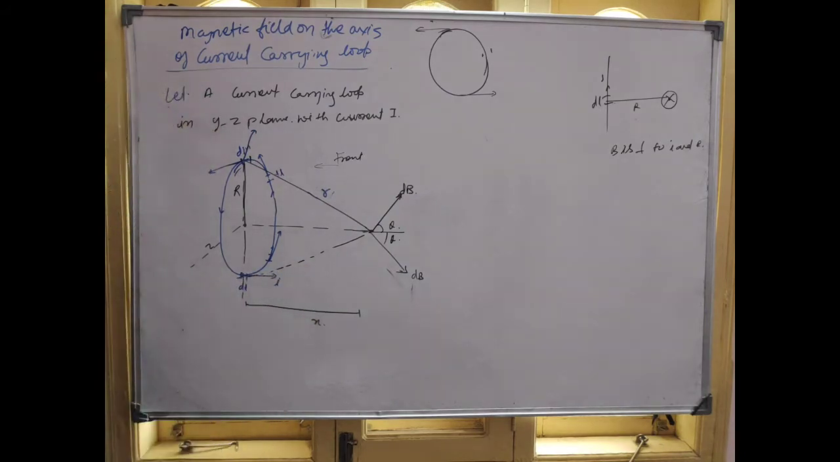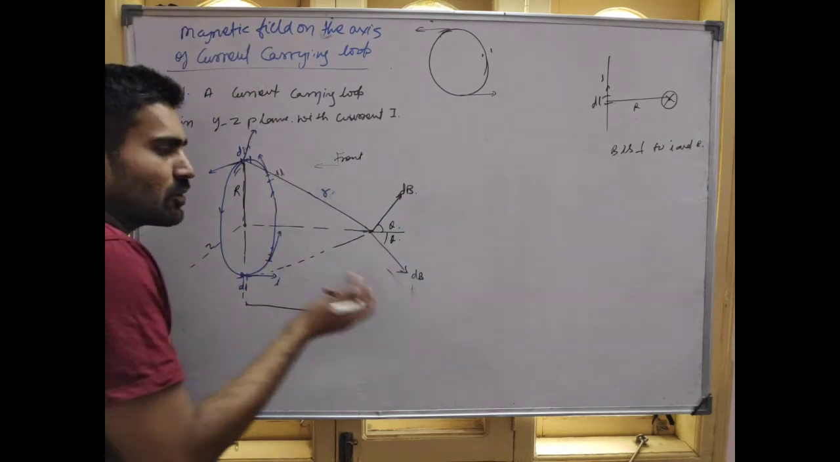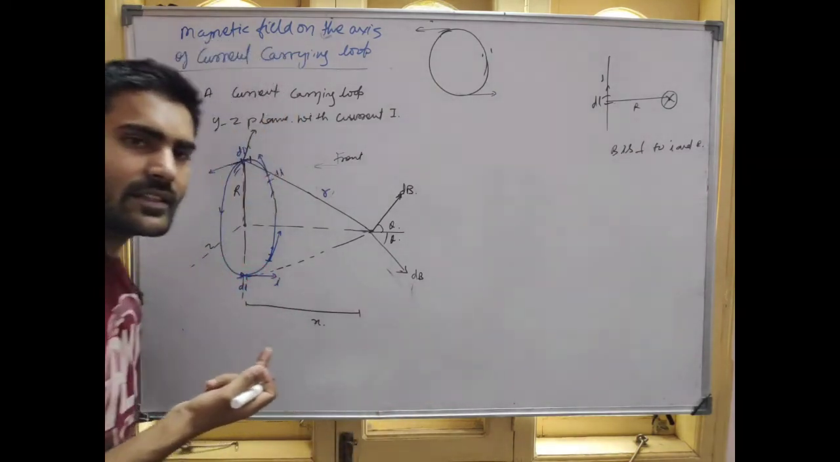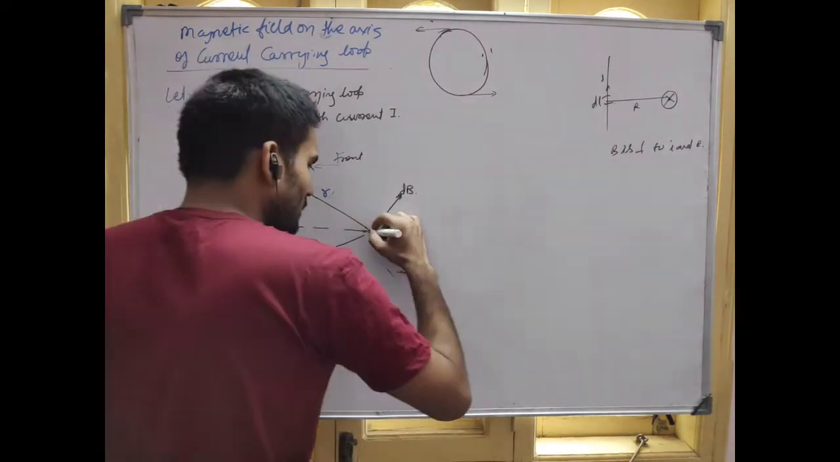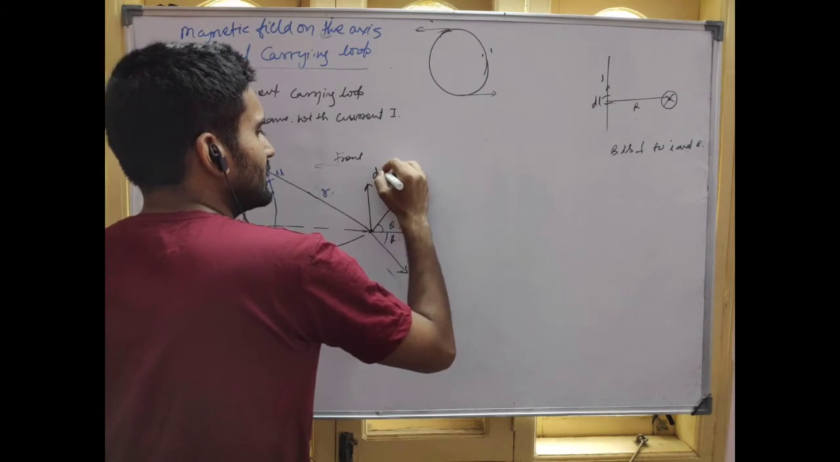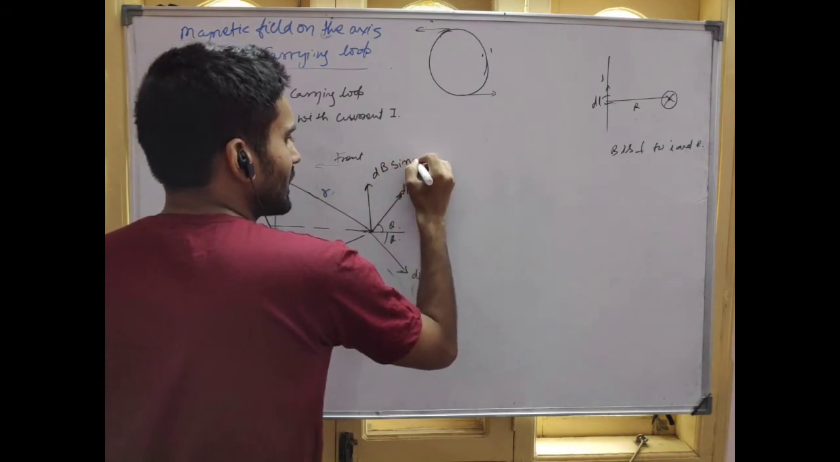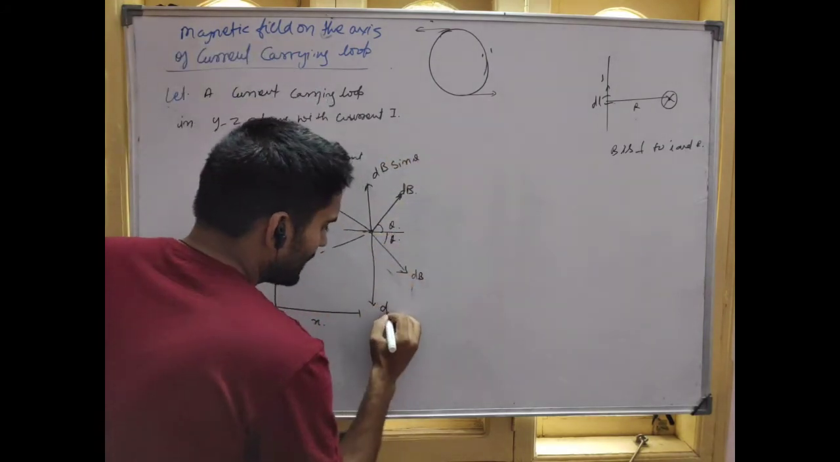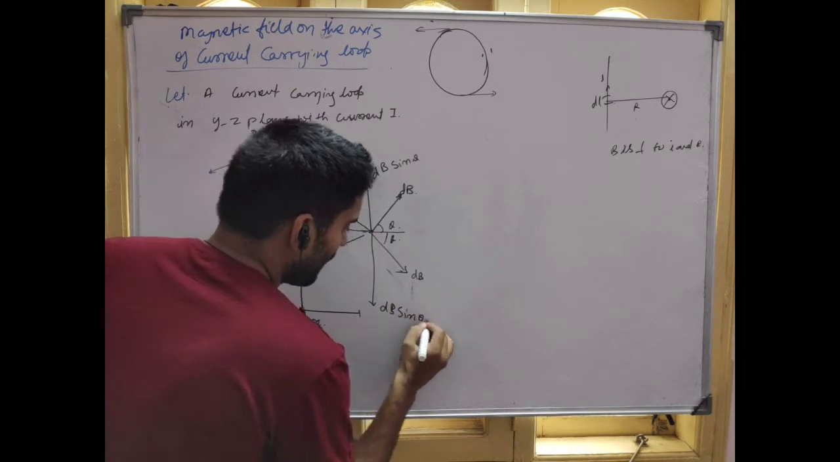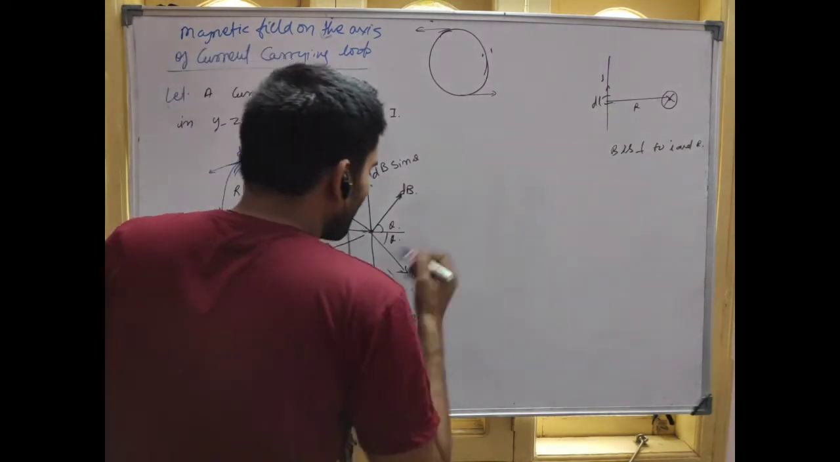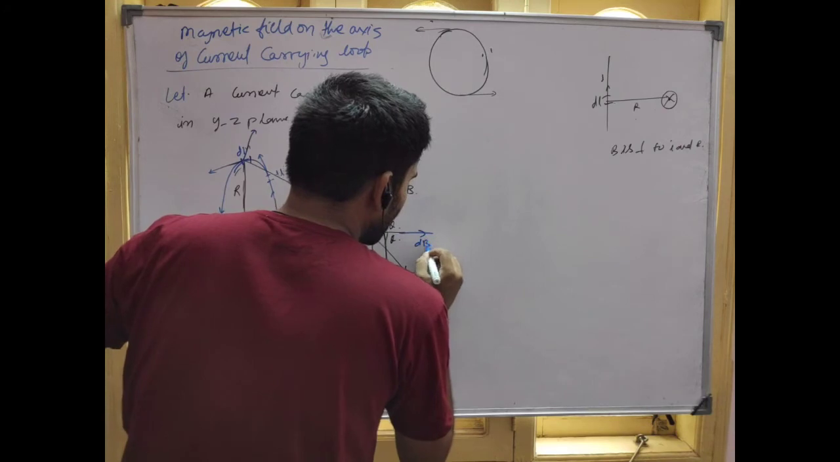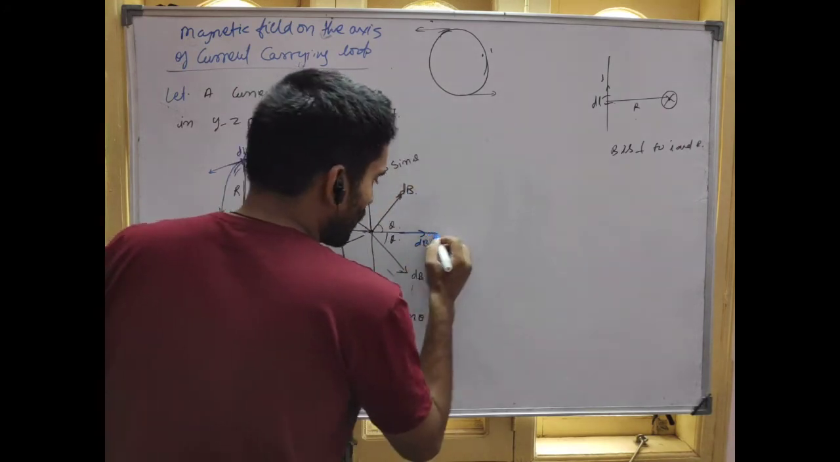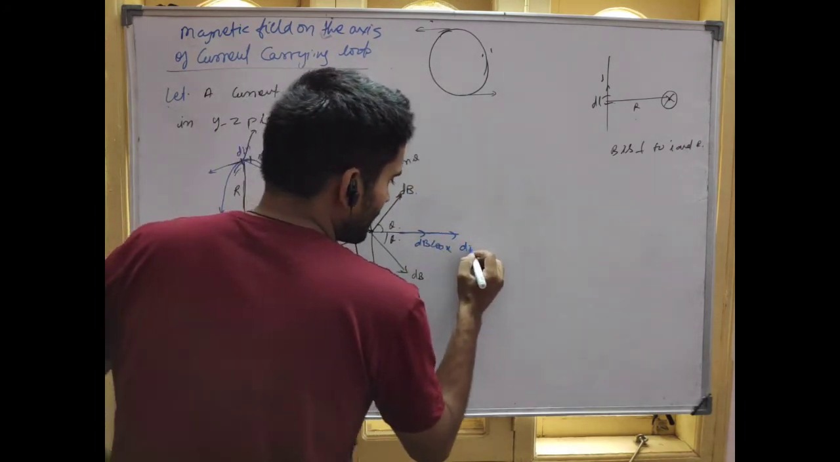Okay. Now, because it is a vector, we cannot solve it like that. So we have to take the components: dB sine theta, and one component will be here, dB cos theta, and one more component, dB cos theta.